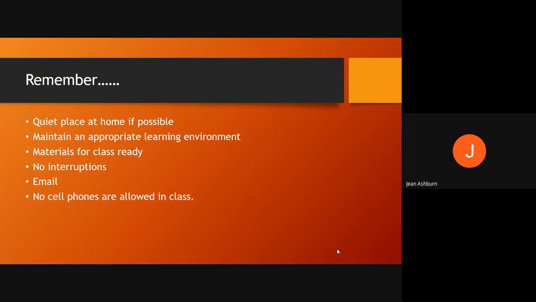Remember, you should be located in a quiet place at home if possible. Also remember that we are to maintain an appropriate learning environment. Make sure you have your notebook, pen, and journal ready. Did you already use the restroom? Remember to also use your email, if possible, to contact me. And finally, no cell phones are allowed in class.